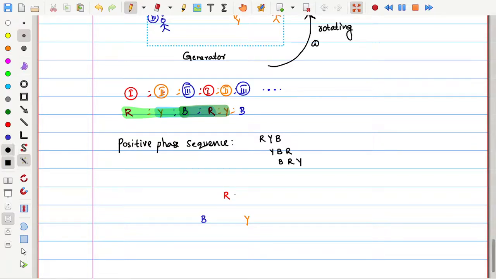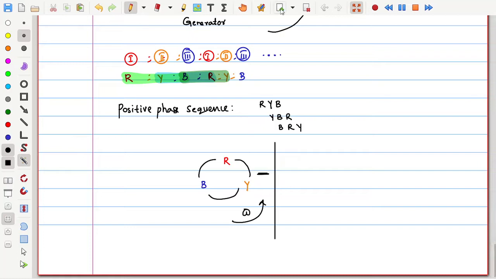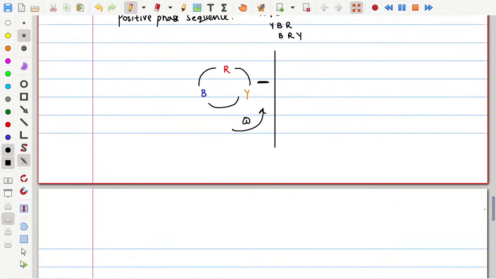Now in between, I will add some things like this. Now try to see if this structure is rotating in anti-clockwise direction at an angular velocity omega. Whatever sequence comes, that is the positive phase sequence. Like if I stand over here and see Y, B, R, or if I stand over here and see B, R, Y, some sequence will come. Then what is the negative phase sequence?